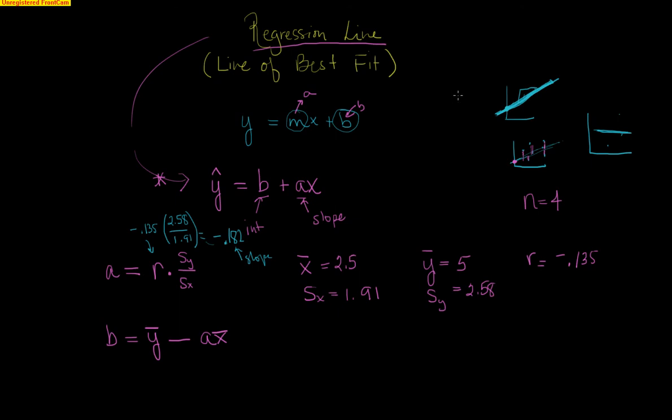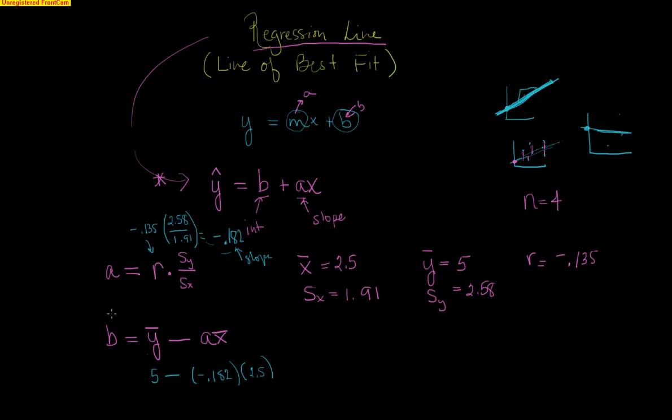Okay, and the next thing we need to do is figure out where's that y-intercept, where's that value. So if we plug into this equation now, the mean of y is 5 minus a, which we just computed up here, it is negative 0.182, times the mean value of x, which was 2.5.